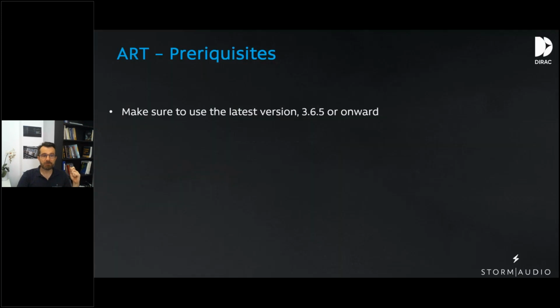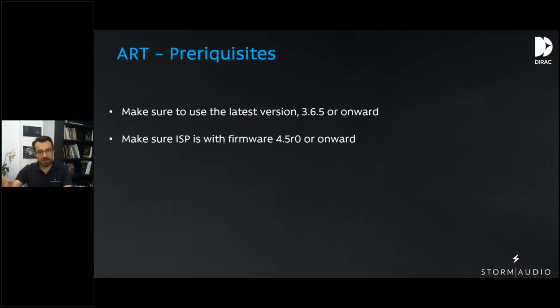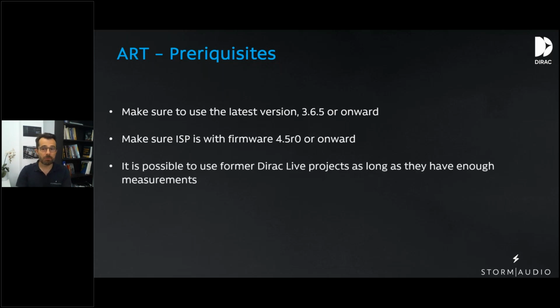Some prerequisites to working with active room treatment. Obviously, you need to have the right tool, and this is from 3.6.5 onward. You need to make sure that your ISP is updated with the 4.5 R0 software. If you're not at that level, please go to our website and check, depending on where you start from, what process you need to follow. And when you're good with that, you can start doing the calibration.